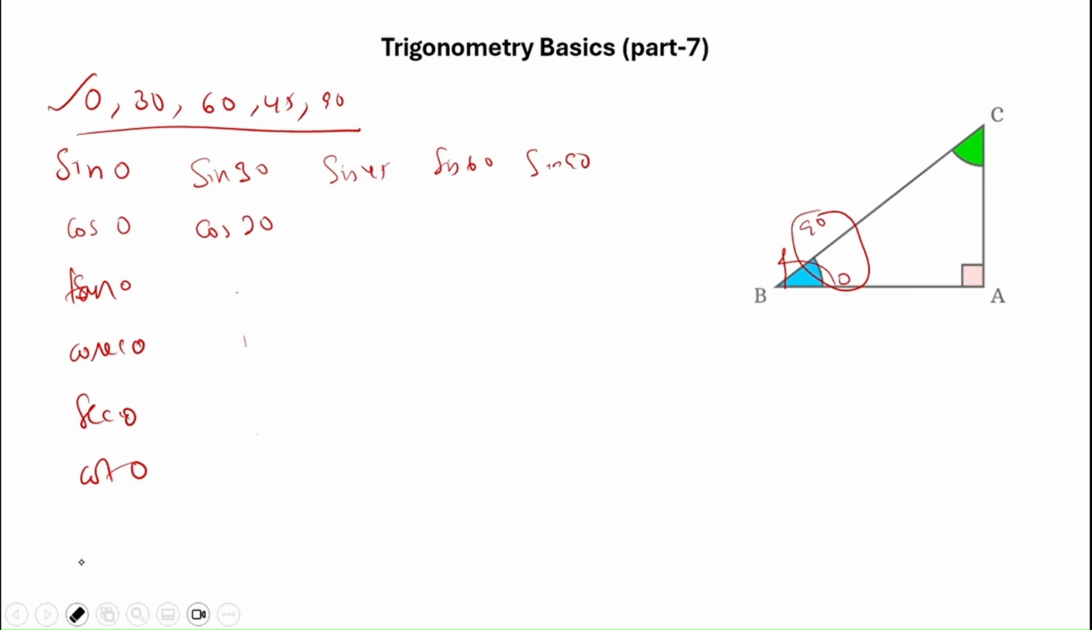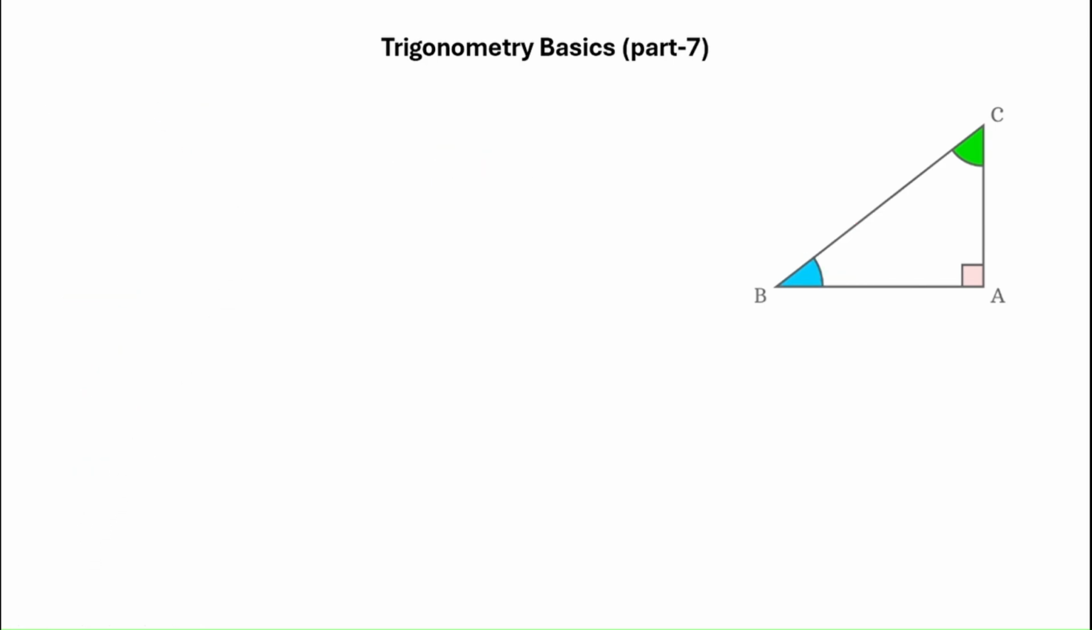For example, I want to find out sine 45. Let us discuss this point. One of the angles is 90, and I have to find sine 45, so one angle will be 45. From the basics of triangles, the sum of the three angles should be 180 degrees. So if one is 45, the other should also be 45.